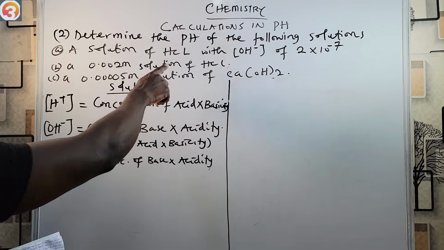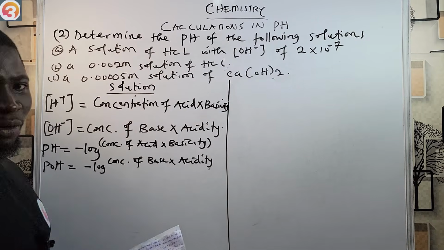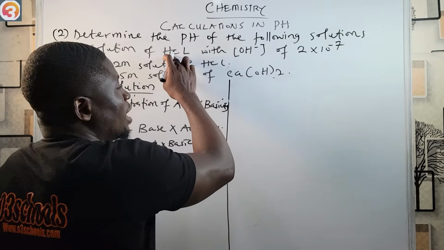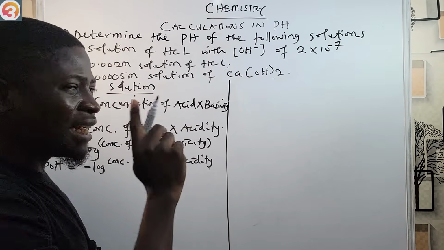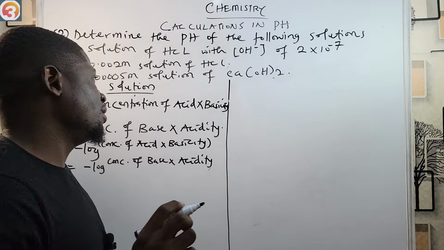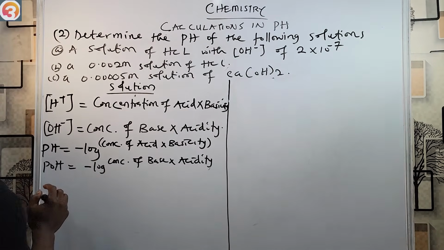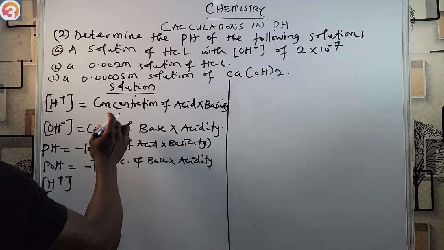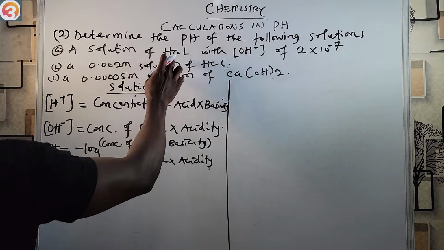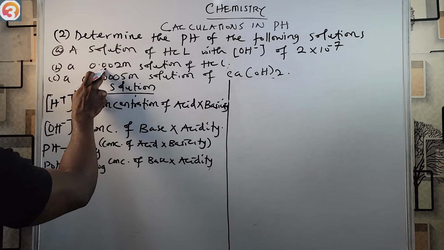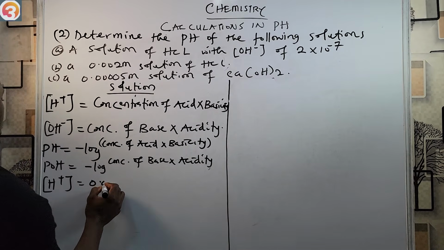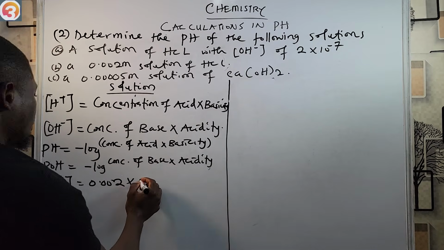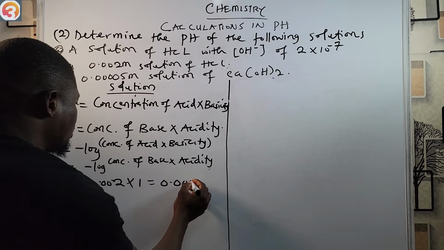Now we are given the acid here, a solution of HCl. What is the basicity of HCl? The basicity of HCl here is 1 because it only has 1 hydrogen ion in the formula. All right, so to find the hydrogen ion concentration of this HCl, it will be the concentration, which is 0.002, then multiplied by 1, which will give us 0.002 still.